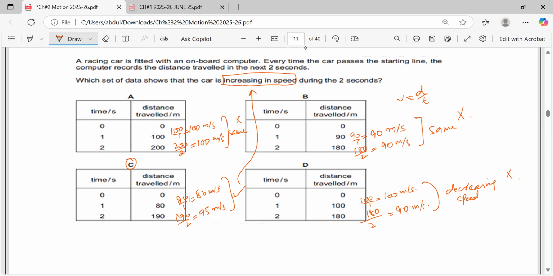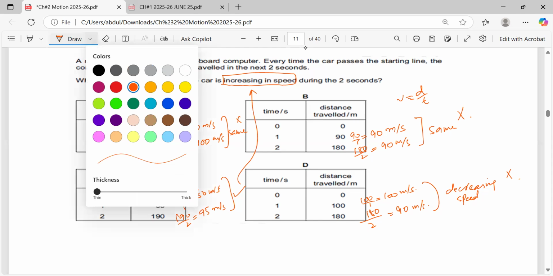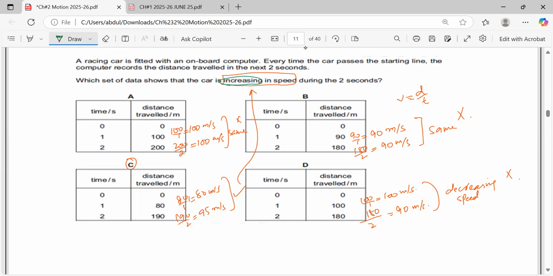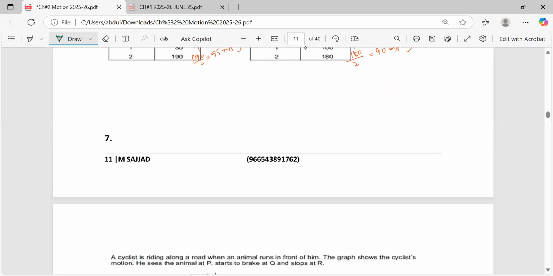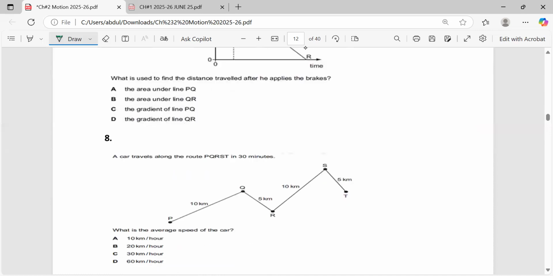Now see, everything will stay the same. Only 'increasing in speed' is replaced by the examiner with 'decreasing in speed'. The answer will change from C to D. So you need to be very careful while reading and studying the question. Otherwise, big blunders can happen. So it was correct from all of you. Nice.